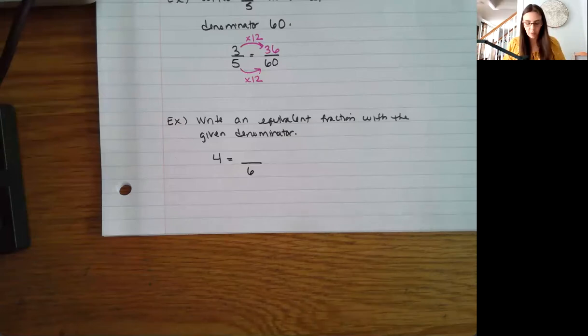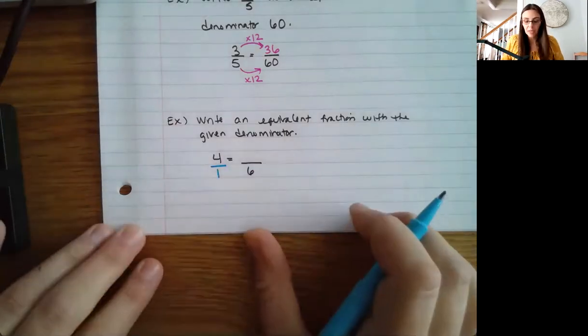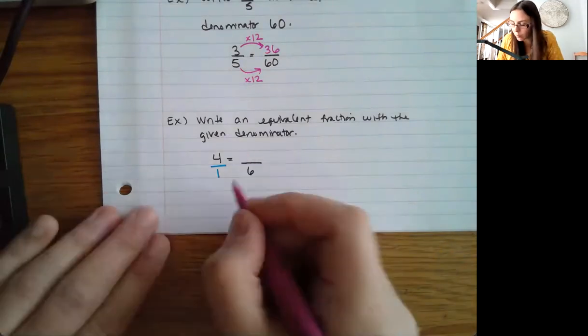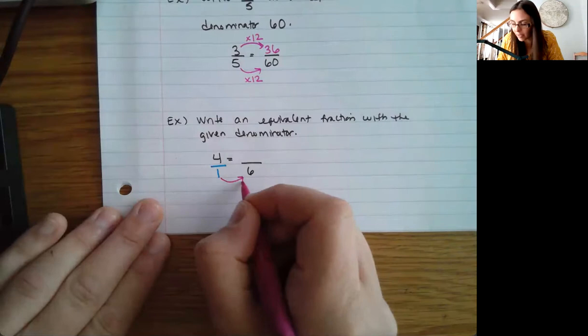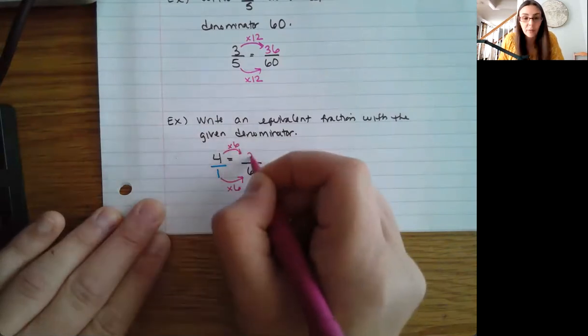So the first thing you want to remember is that we can always, always, always place a whole number over 1. So I'm going to go ahead and fill that in because dividing by 1 doesn't change anything. So now, how do you get from 1 to 6? Well, I would multiply that by 6. So I make the same change on top, and I get 24.